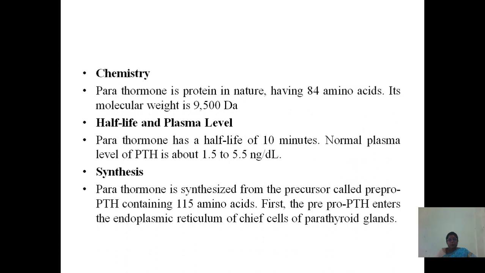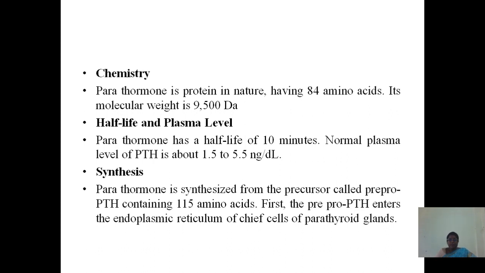Parathormone is protein in nature, having 84 amino acids. Its molecular weight is 9500 daltons. Half-life and plasma level: parathormone has a half-life of 10 minutes. The normal plasma level of parathormone is about 1.5 to 5.5 nanograms per deciliter.